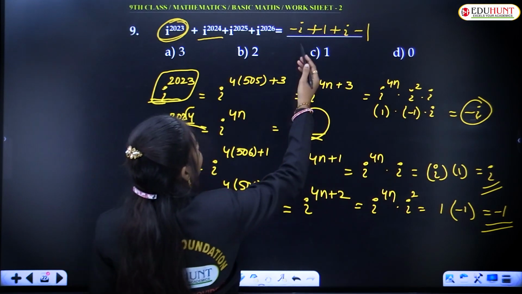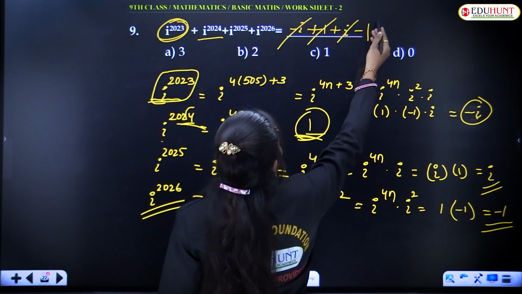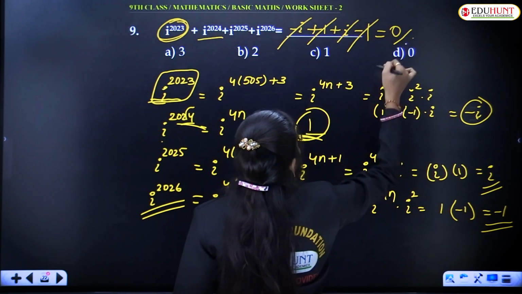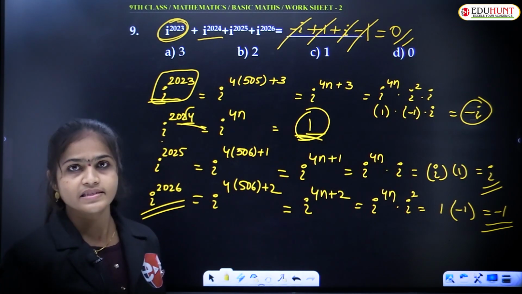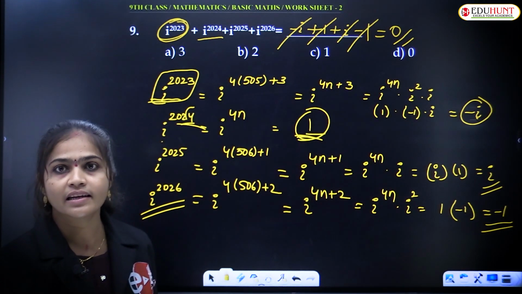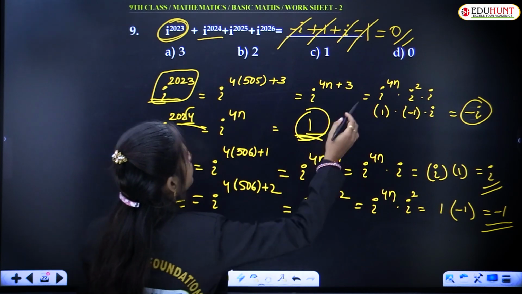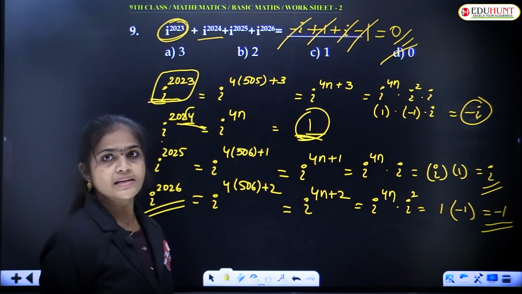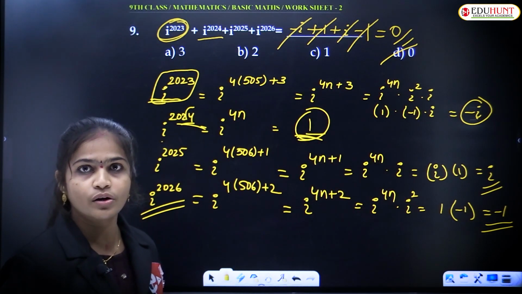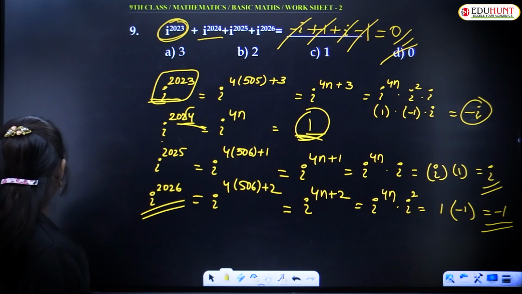Okay, now simplify that. Minus i plus 1 minus 1. So totally we will get 0 as the answer. Okay, what is the answer here? 0. Okay, so which option is correct? Yes, option D is correct here. Okay, so see the next question.